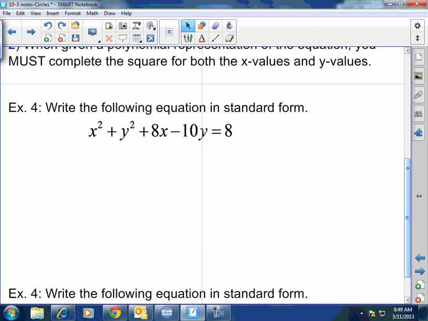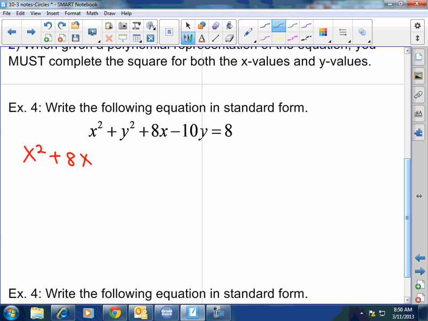Okay. First things first. Always get all the x's together, get the y's together, and get all the constants on one side. Remember that the constants are numbers like this guy right here, 8. Any number that is not attached to a variable. So I'm going to get the x squared over here plus the 8x, and I'm going to leave myself some space because I'm going to have to complete the square. Then I'm going to go y squared, no, not plus, but minus, thank you, sir, 10y. I'm going to leave myself some space, equals 8.